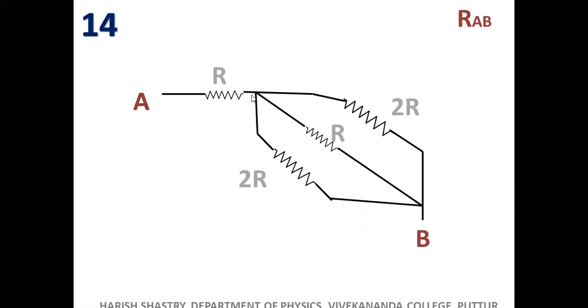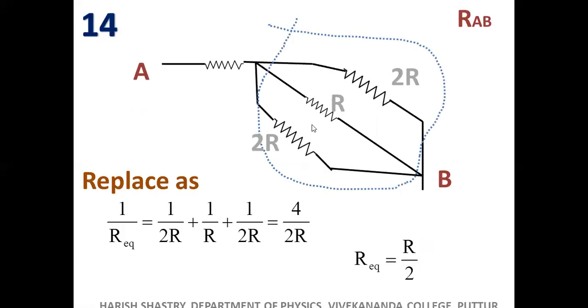Now this is R, this is R, this is B, and this is 2R. Okay. Now can we replace this one? So it can be replaced easily. This is R by 2. We have done this here. As per classical calculations, 1 by R equivalent is 1 by 2R plus 1 by R plus 1 by 2R. So 2R is common. We will get 1 plus 1 plus 2. That is 4 by 2R. It is R by 2.